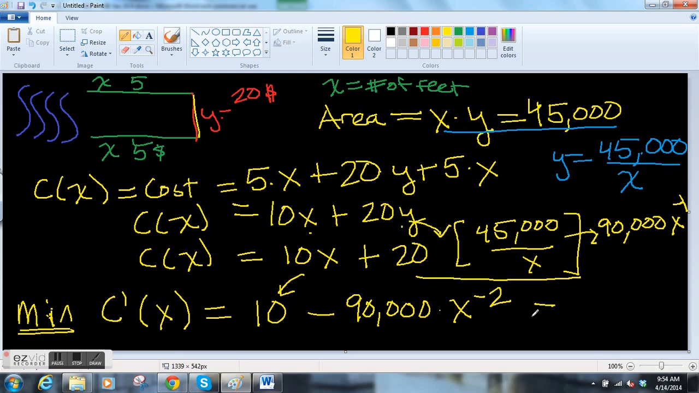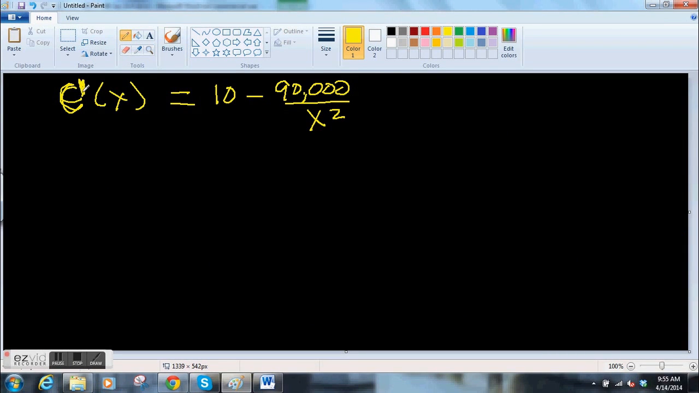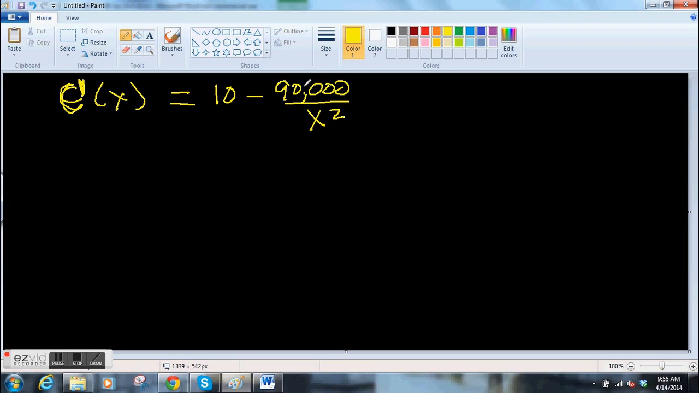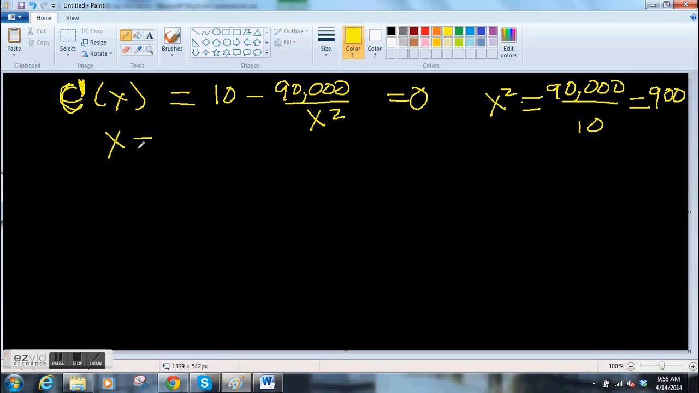So now we're saying, when does this equal 0? You'll find out on the next page. This is the cost function. The derivative of the cost function is equal to, I'll postpone that, 10 minus 90,000 divided by x squared. When does this equal 0? This equals 0 when x squared is equal to 90,000 divided by 10, which is equal to 900. So this all equals 0 when x is equal to plus or minus 300.